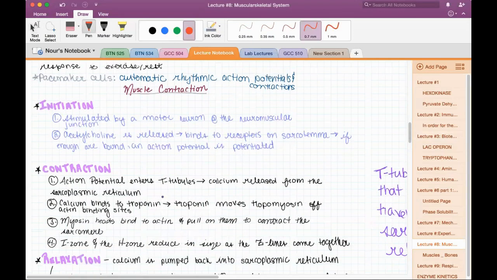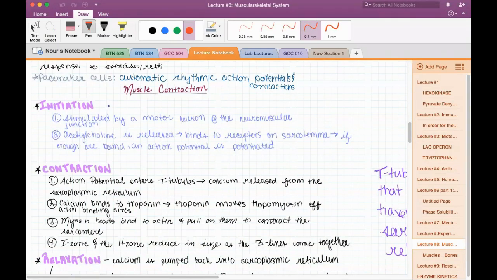Okay, so muscle contraction. I'm going to try and explain this because you do need to know this absolutely for the MCAT. So, initiation. When you have a skeletal muscle, or rather, this is muscles in general, but I'm going to use the skeletal muscle as an example.